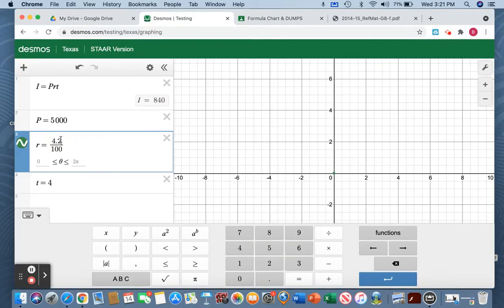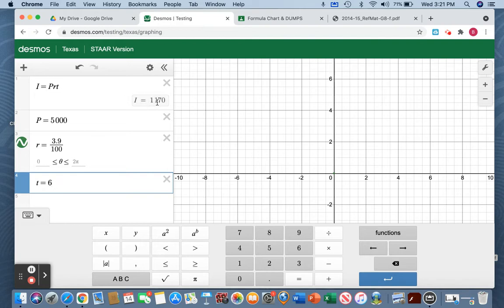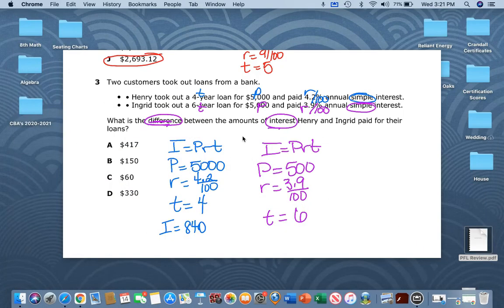So this is why paper's important. My rate was 3.9% and my time is 6. So 1,170. She's writing it in purple. You put a 0 at that 5,000. Oh. We made a little mistake, but we caught it.